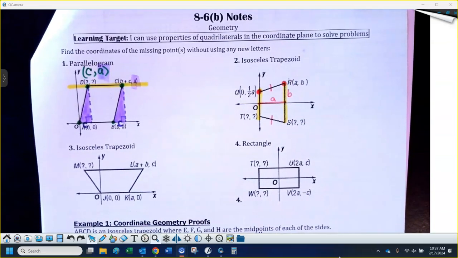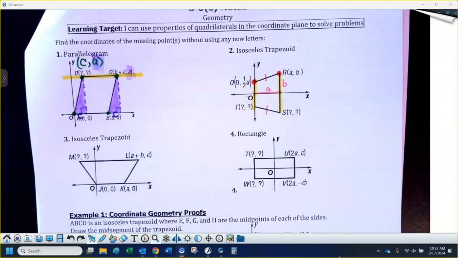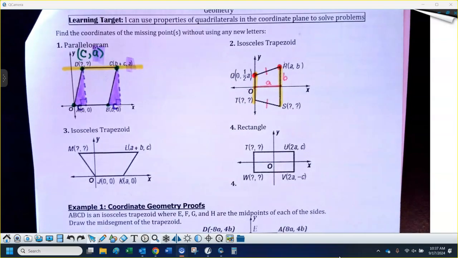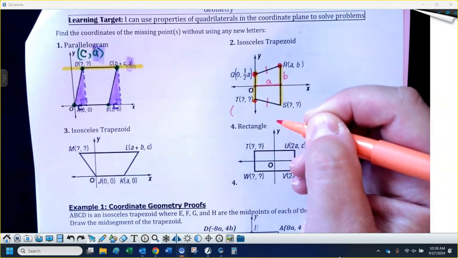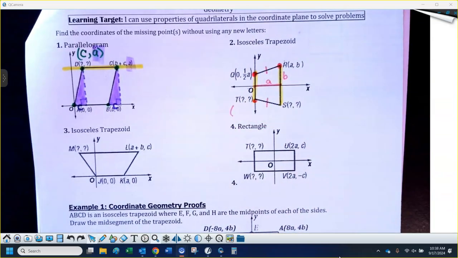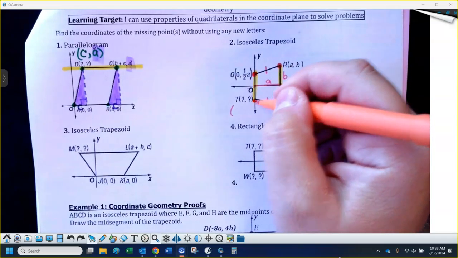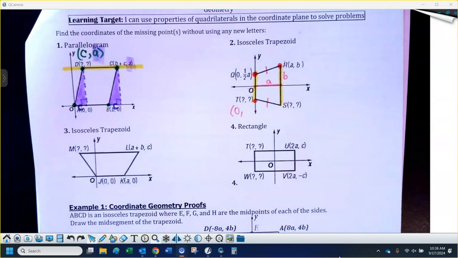Can anybody tell me point, let's say point T? What would the coordinates of point T be? Like, how are you going left or right? That's your first coordinate. And then how are you going up or down? That's your second coordinate. If I look at this point T right here, what would the x coordinate be? Are you going left or right? You're not. It just goes straight down, so that means the x coordinate is 0.